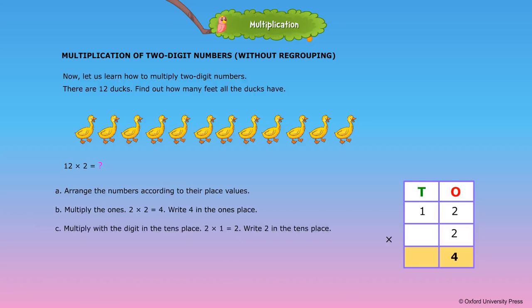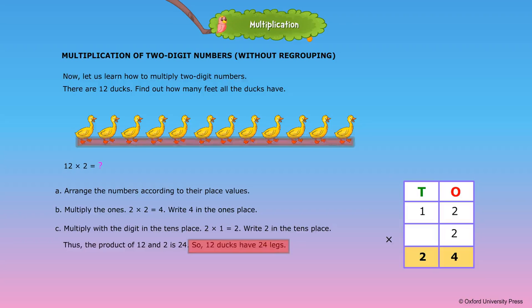C. Multiply with the digit in the tens place. 2 into 1 is equal to 2. Write 2 in the tens place. Thus the product of 12 and 2 is 24. So 12 ducks have 24 legs.